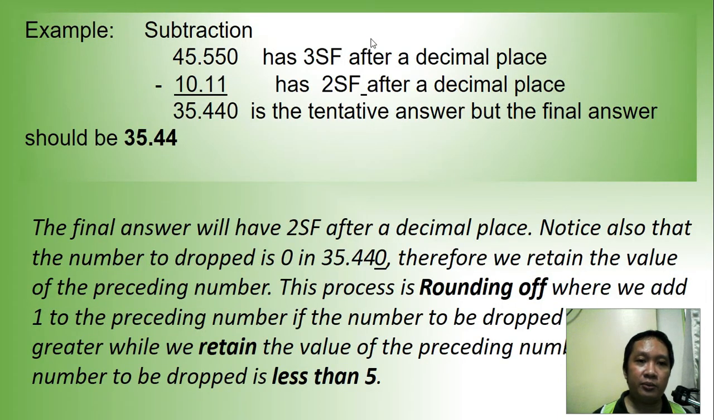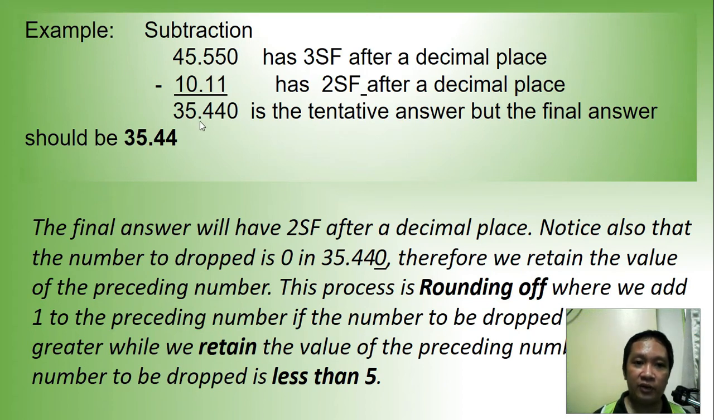Okay, another example is in subtraction. If we subtract this value, we have 45.550, you will notice that there are 3 significant figures after the decimal place. However, we've subtracted that with 10.11, so this value has 2 significant figures after the decimal point. So 1 and 1, there are 2. Therefore, our final answer should carry with it 2 significant figures after the decimal point.